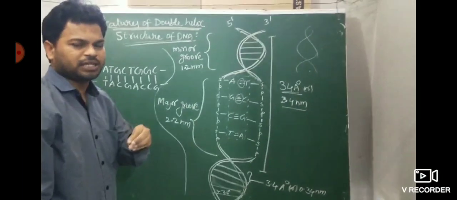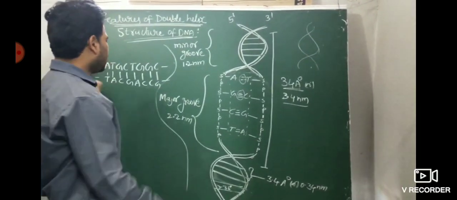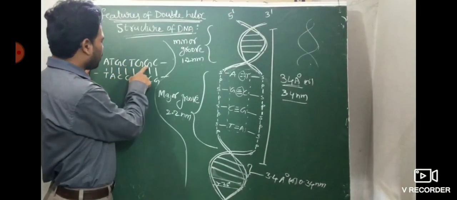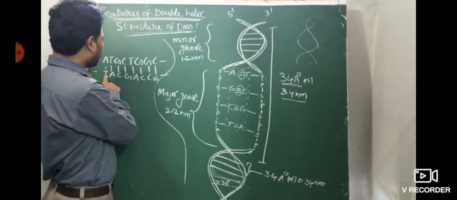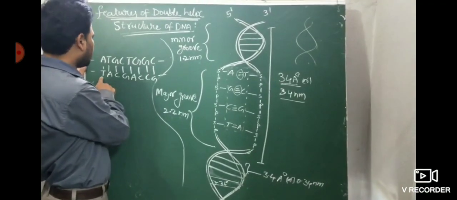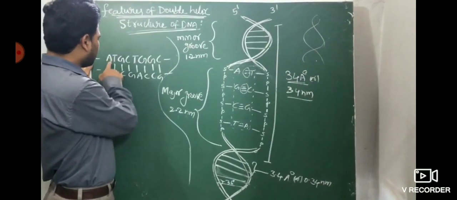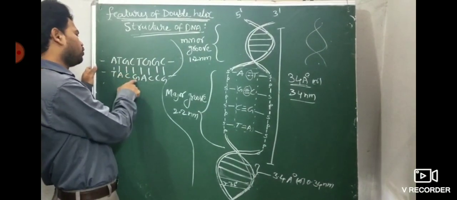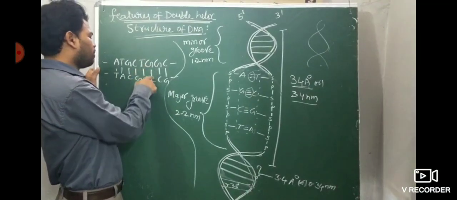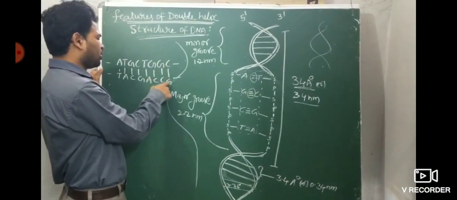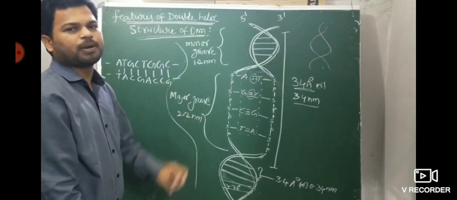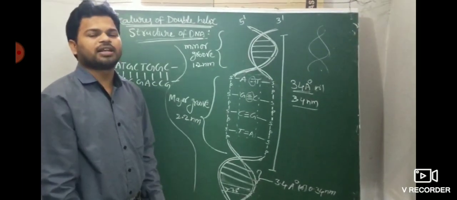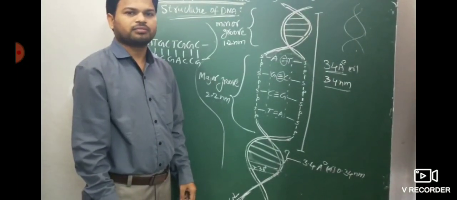Of course, sometimes in NEET or theory or CET questions, one strand is given as adenine, thymine, guanine, cytosine, thymine, guanine, cytosine, and you are asked what the sequence of the other strand is. That is thymine opposite adenine, adenine opposite thymine, cytosine opposite guanine, guanine opposite cytosine, adenine opposite thymine, cytosine opposite guanine, guanine opposite cytosine. So this type of question comes. This is nothing but the features of the double helix structure of DNA.